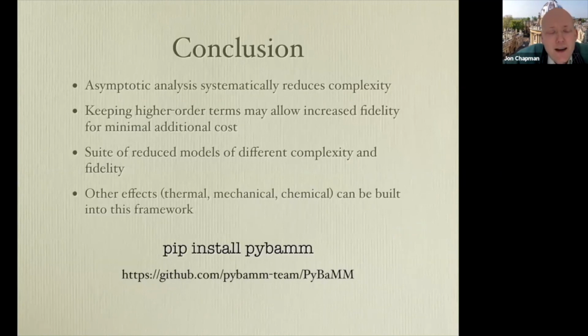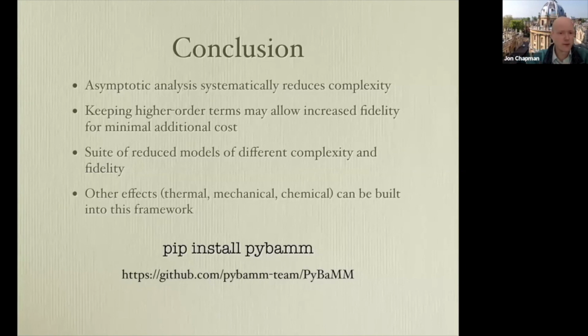Right, that brings me to my conclusion. Asymptotic analysis is a way to systematically reduce the complexity in a problem. It enables you to know exactly what approximation you're making and therefore in what parameter regime your reduced model will be valid. If you keep not just the leading term, but higher order terms in some asymptotic approximation, then that often gives you increased fidelity for minimal additional cost. The result is a suite of reduced models of different complexity and fidelity.